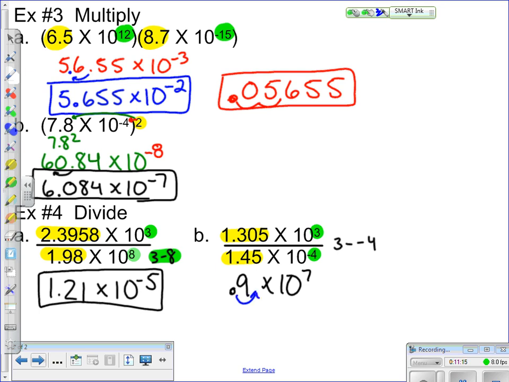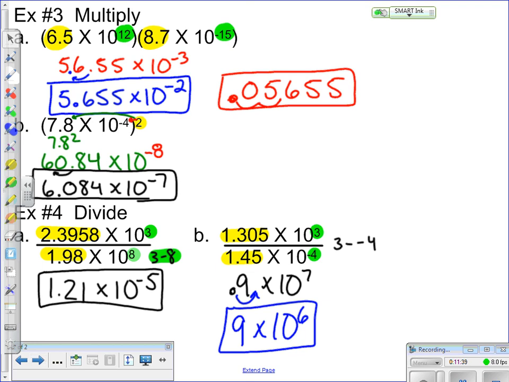Now this number is not in scientific notation. Decimal point needs to move over one spot and make it 9. Now if you make that number bigger, you need to make the exponent smaller. And smaller from 7 is 6. And that's the answer in scientific notation. Now that I've showed you how to do all of these by hand, I'm going to go over how to do each one on the calculator to make sure that you can do it that way also.